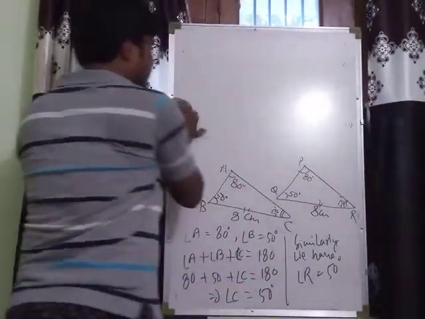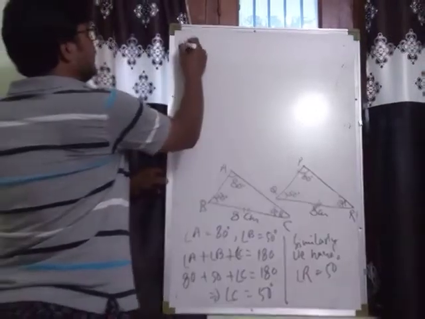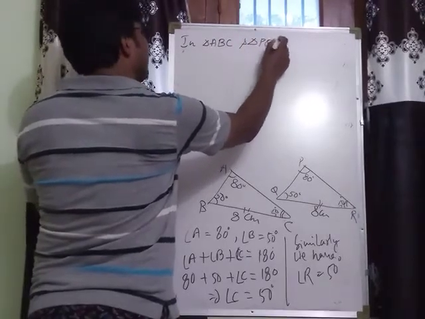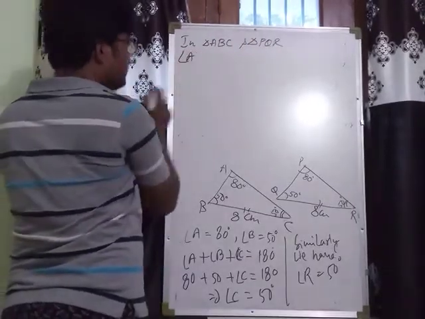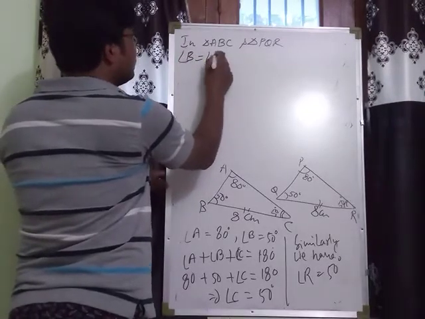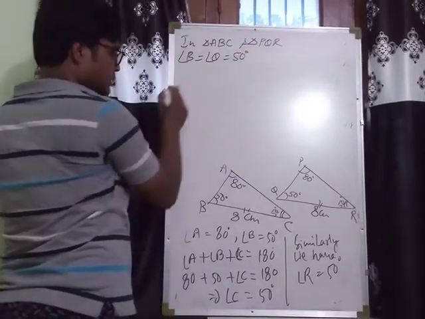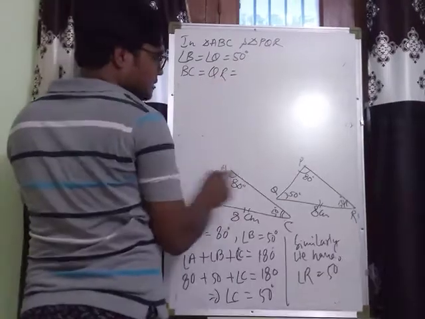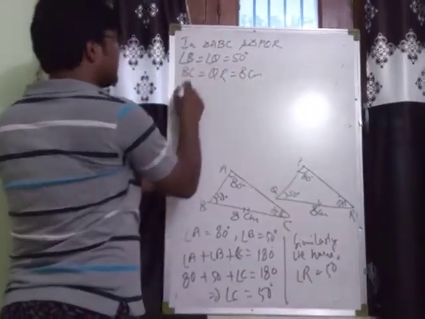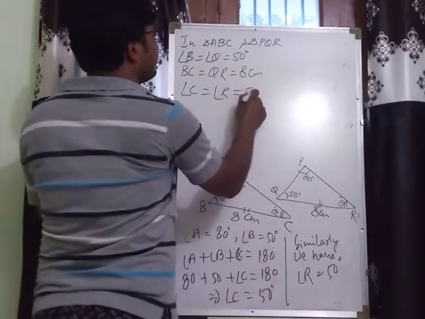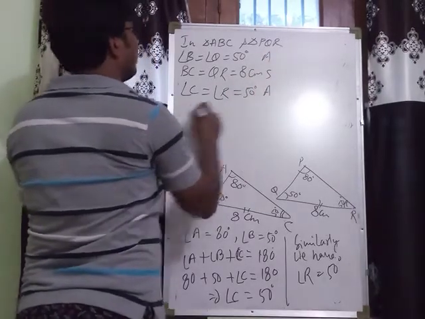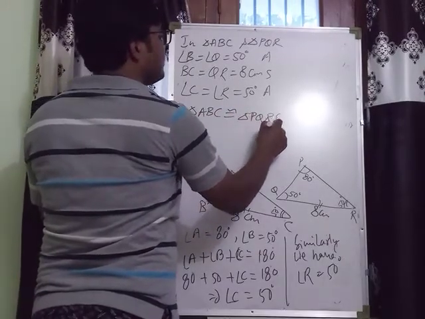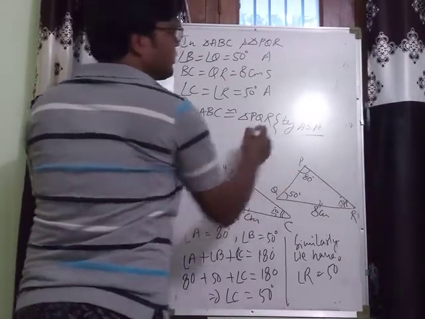Then in that case, in triangle ABC and triangle PQR, angle B equal to angle Q, both are 50 degree. BC is equal to QR, that is 8 centimeter, and angle C is equal to angle R, both are 50 degree. Again, by angle side angle property, triangle ABC is congruent to triangle PQR.